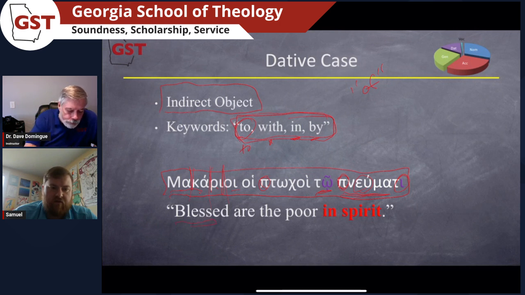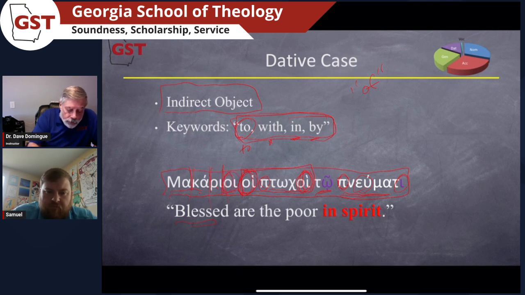So that first word is makarioi, and it means blessed. Blessed are the poor, and here's the poor. Notice that this is a plural: hoi ptochoi. Look at the ending. That has the plural nominative case. This is also a plural nominative case.